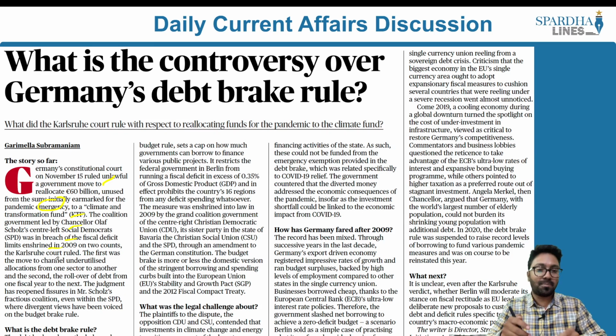As I told you, the debt brake rule or the balanced budget rule sets a cap on how much governments can borrow to finance various public projects. It restricts the federal government in Berlin from running a fiscal deficit in excess of 0.35% of the GDP, and in effect prohibits the country's 16 regions from any deficit spending whatsoever. The measure was enshrined into law in 2009 by the Grand Coalition government of the centre-right Christian Democratic Union and its sister party, and the debt brake is more or less a domestic version of the stringent borrowing and spending curbs built into the European Union Stability and Growth Pact.